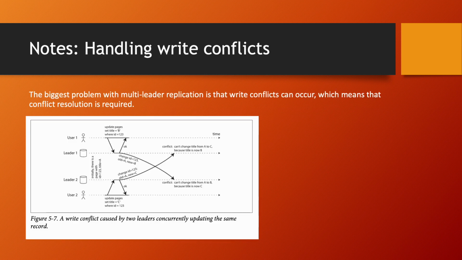Handling write conflicts. The biggest problem with multi-leader replication is that write conflicts can occur, which means that conflict resolution is required. So, for example, consider a wiki page that is simultaneously being edited by two users, as shown in the cartoon here. User 1 changes the title of the page from A to B, and user 2 changes the title from A to C at the same time. Each user's changes successfully apply to the local leader. However, when the changes are asynchronously replicated, a conflict is detected. This problem does not occur in a single-leader database.